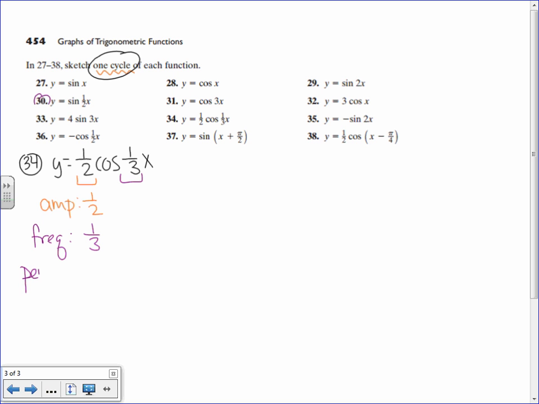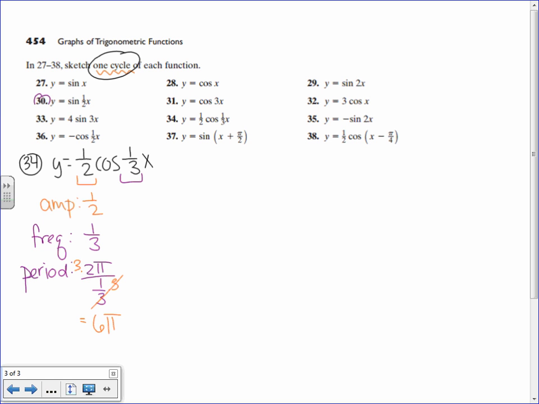And then I can figure out my period. How long is it going to take to get through an entire cycle of this graph? Remember, period is 2 pi divided by the frequency, so that's 2 pi divided by 1/3, which you can put in your calculator or just get rid of the baby fractions, and we get 6 pi.